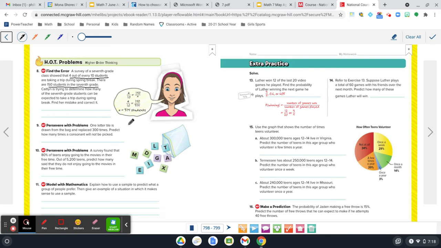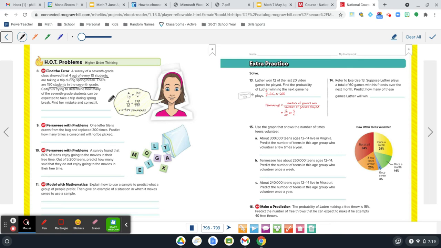So take a look at what Caitlin is doing over here for the work. She set a proportion up like we practiced last week in lesson 1. And she's trying to solve and find out how many students out of 150 can we predict are going to go on this spring break trip based on the sample that was taken at the survey, 4 out of 10 students. So take a look at how she has it set up and see if you can determine the error in what she has set up in the proportion.